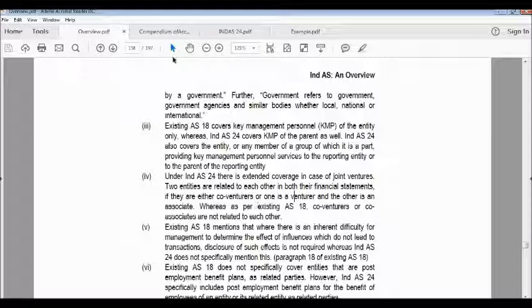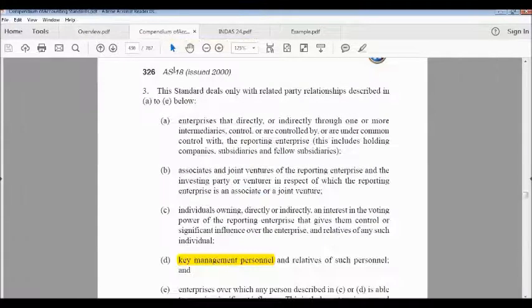So we will not understand this by way of only this one. We have to figure out what is exactly written in the existing Accounting Standard 18 and Ind AS 24. So this is the paragraph relating to associate or joint venture under the existing Accounting Standard 18.